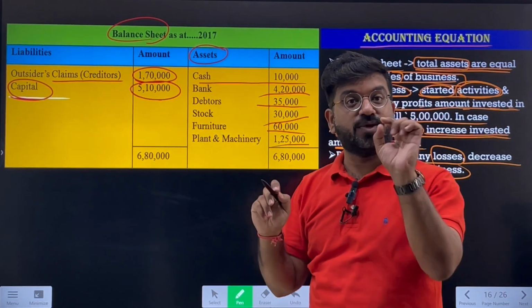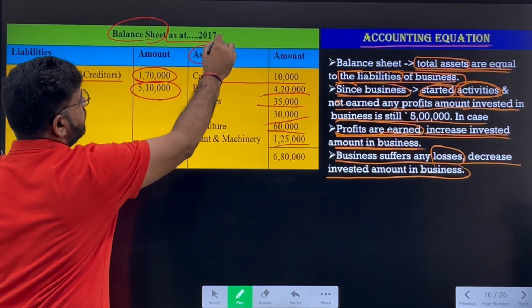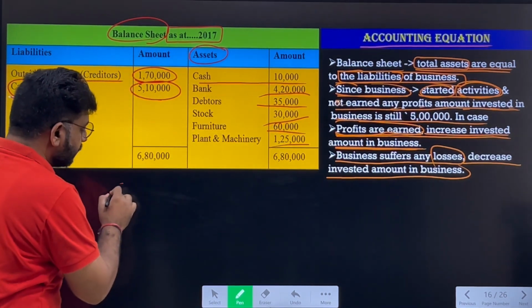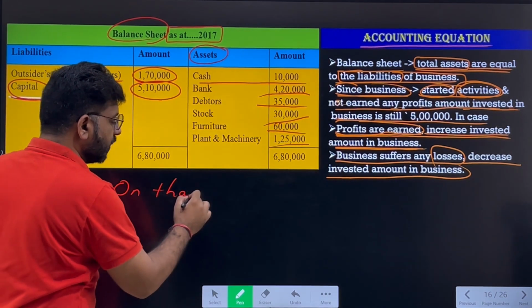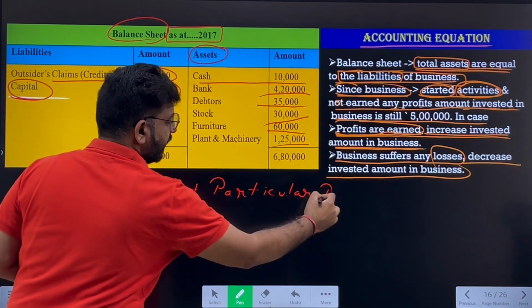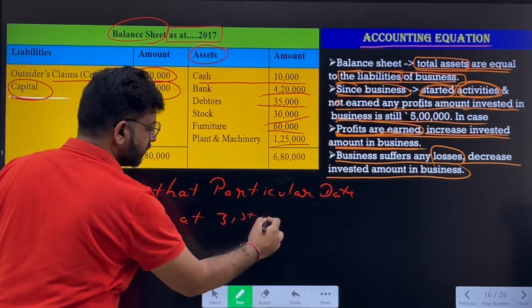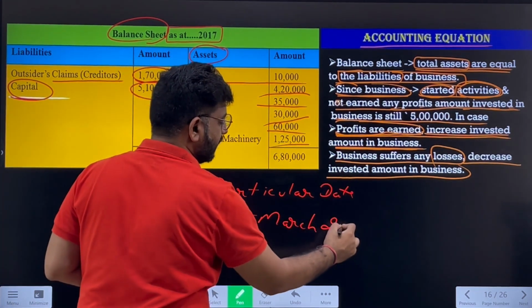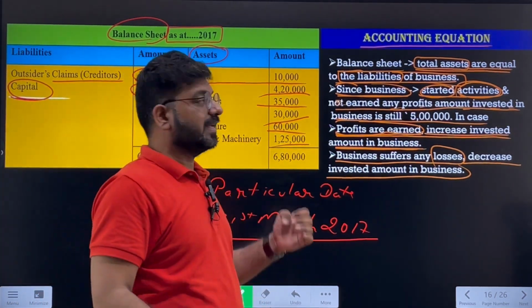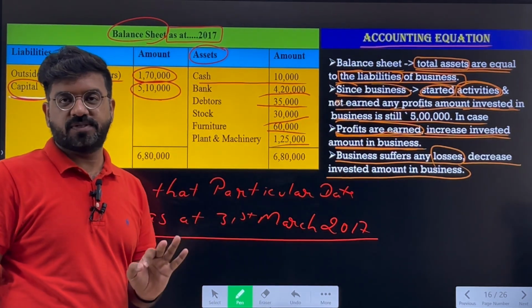Now just see one more important thing. Here you can see "as at". As at simply means on that particular date. Suppose I say 31st March 2017 is the date. So as on that date, the balance sheet shows the assets are this much and the liabilities are this much. I hope this is very much clear to you.